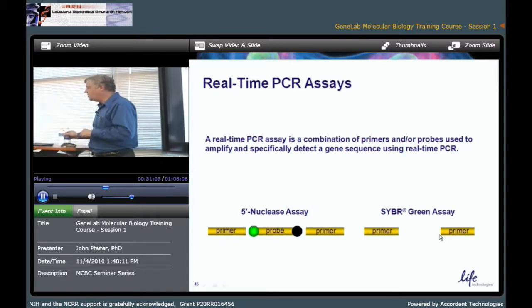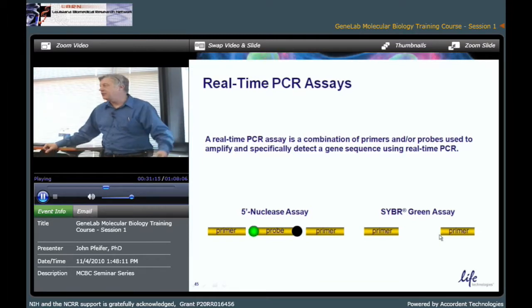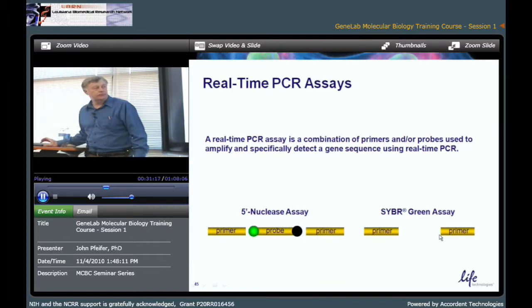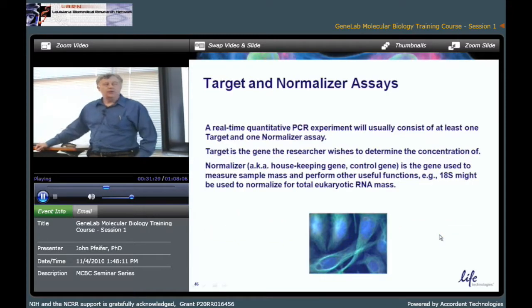So I'd like to now switch gears a little bit and talk about assays. And of course, we talked about the two major types of assays, the 5' nuclease and SYBR Green. When doing an experiment, it's important, I think, for most applications, those dealing with biological samples, that in addition to the target gene, the gene that we wish to quantify, we also use a gene to normalize our data, normalize based on sample mass. So I often use the term a normalizer assay or normalizer gene.